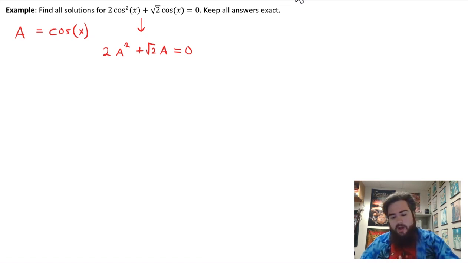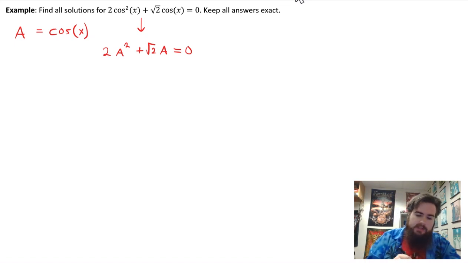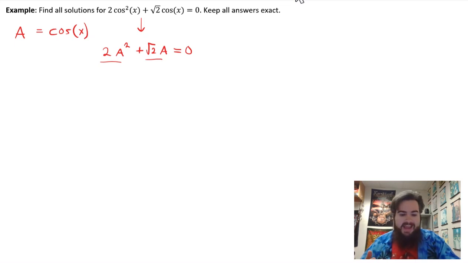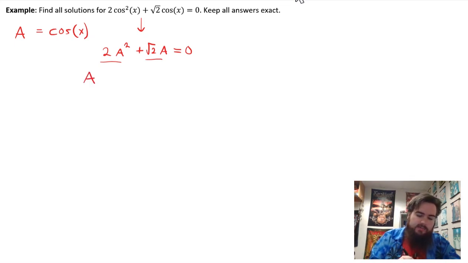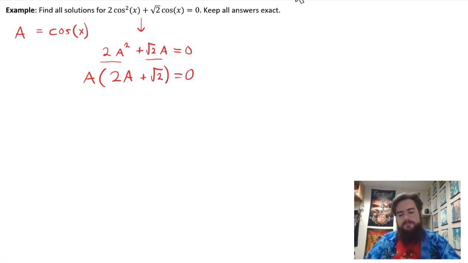My goal right now is to get a by itself, and I'll replace that again with cosine of x in a moment. But here, since I see two terms and they both have that value of a, I should be able to factor out a here and get a times the remainder, which would be 2a plus the square root of 2 is equal to 0.